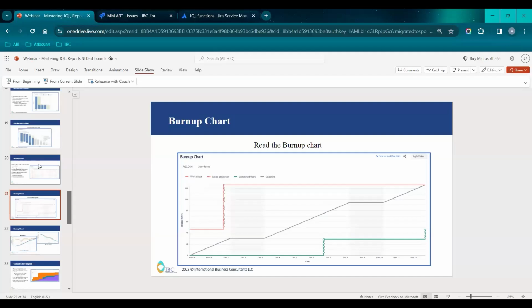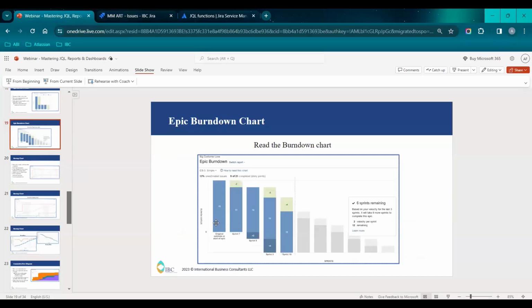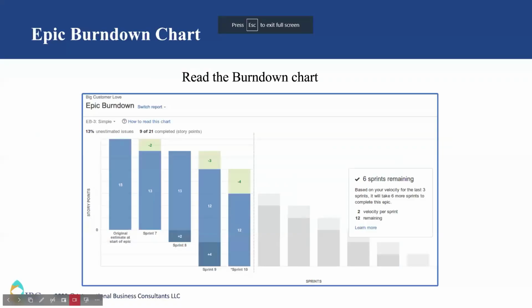Another question: this epic burn down chart seems very similar to the velocity chart, except that it now has the entire epic as the goal, right? The difference is that in the velocity chart, you get the committed versus completed side by side in different colors. So this one tries to combine all of these in the same bar.